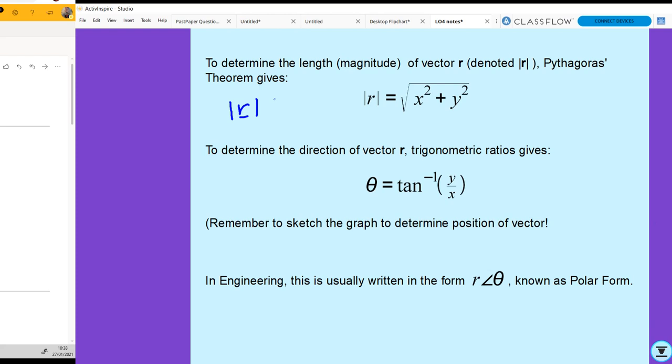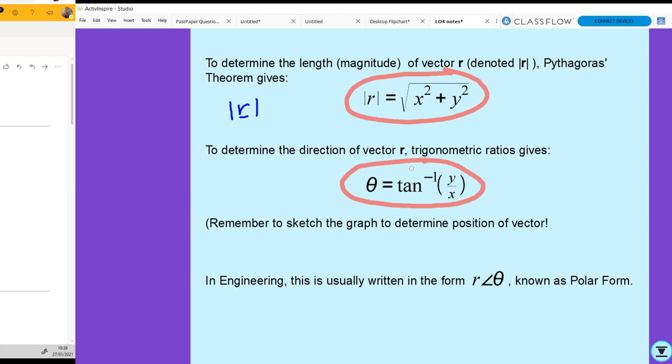So to find the magnitude, it's the square root of the x component squared, add the y component squared, and to determine the direction of the vector, the angle, theta is always equal to the inverse tan of the y component over the x component. These facts need to be memorised.